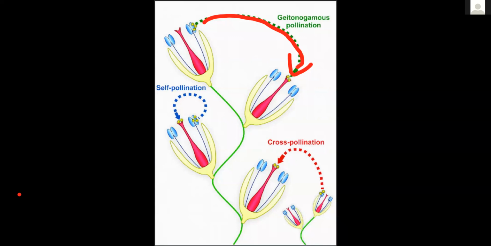Which is the third category of pollination? Xenogamy. It's called xenogamy. What is the xenogamy?